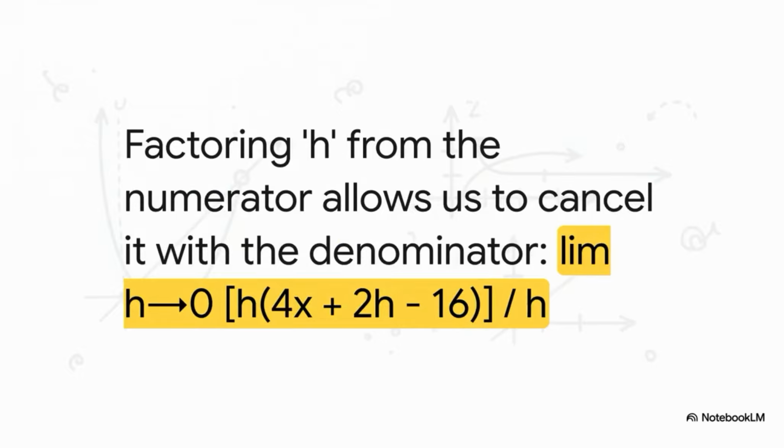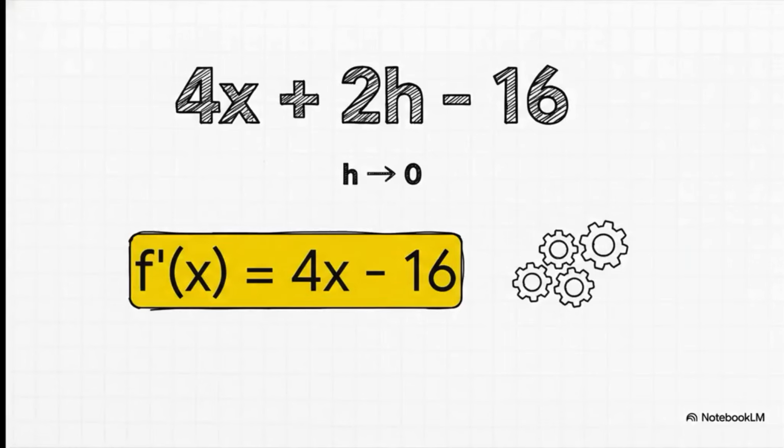Since every single term left in the numerator has an h, we can just factor it out to the front. And that lets us cancel the h on top with the h on the bottom, the very h that was causing our dividing by zero problem in the first place. With that problem-causing h totally gone, we can finally let h go to 0.